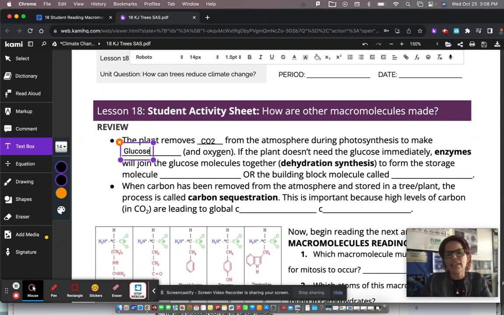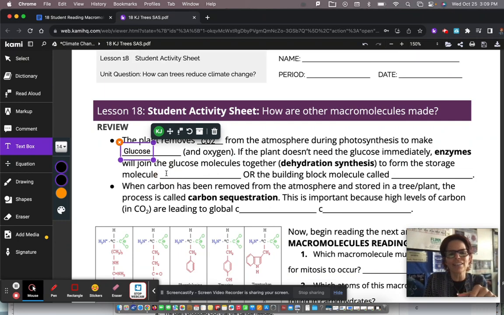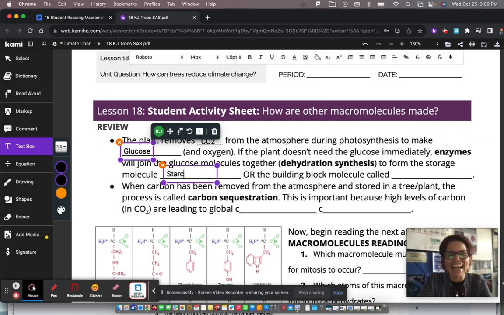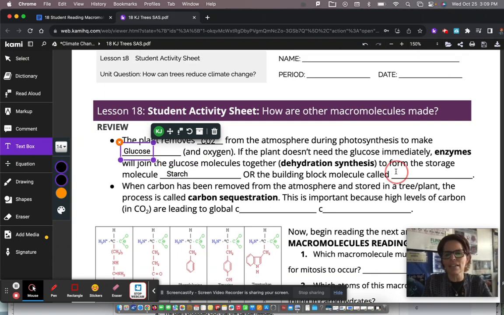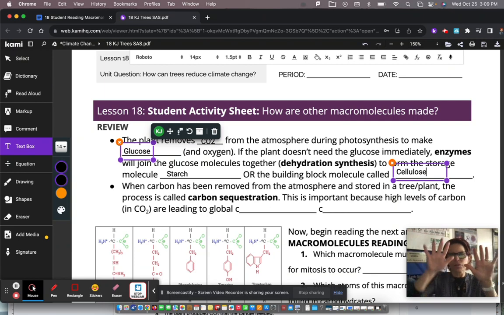Those are all different types of sugars, but glucose is the one that we really need to know for this unit. If the plant doesn't need the glucose immediately, enzymes will join the glucose molecules together to form the storage molecule. And that molecule is called, we learned last time, you might not remember it, starch, everybody. It's a whole bunch of glucose molecules put together. Maybe you remember that the glucose molecules are all upright in the starch molecule, but in a molecule called cellulose, which is the building block, that's the next one. I'll put that right here, cellulose. That's the one where the glucose molecules, every other one is flipped upside down. So the cellulose molecule looks like this. In a starch molecule, all the glucose molecules are standing upright.